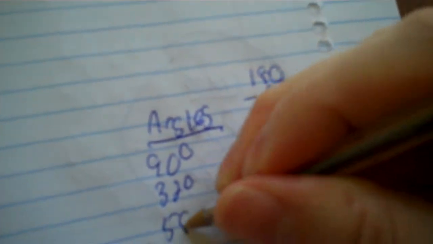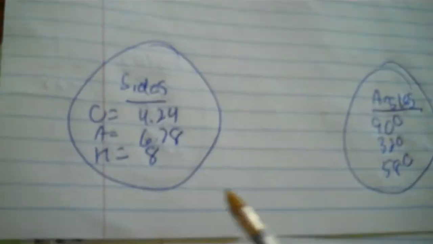Okay, sides, and then your angles, you have 90, you have 32. And then they have to add up to 180, so minus 90 minus 32. That's going to be 58, so 58 degrees. So those are the answers. Okay, next one.